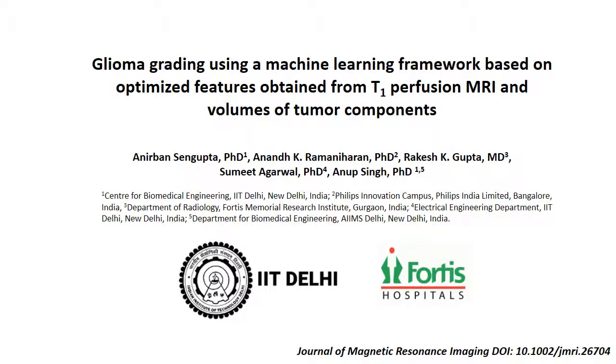I will be talking today about our group's research which got published in Journal of Magnetic Resonance Imaging recently. The title of our article is Glioma Grading Using a Machine Learning Framework based on optimized features obtained from T1 perfusion MRI and volume of tumor components. I will briefly present the research work. For detailed information, please refer to the published article.